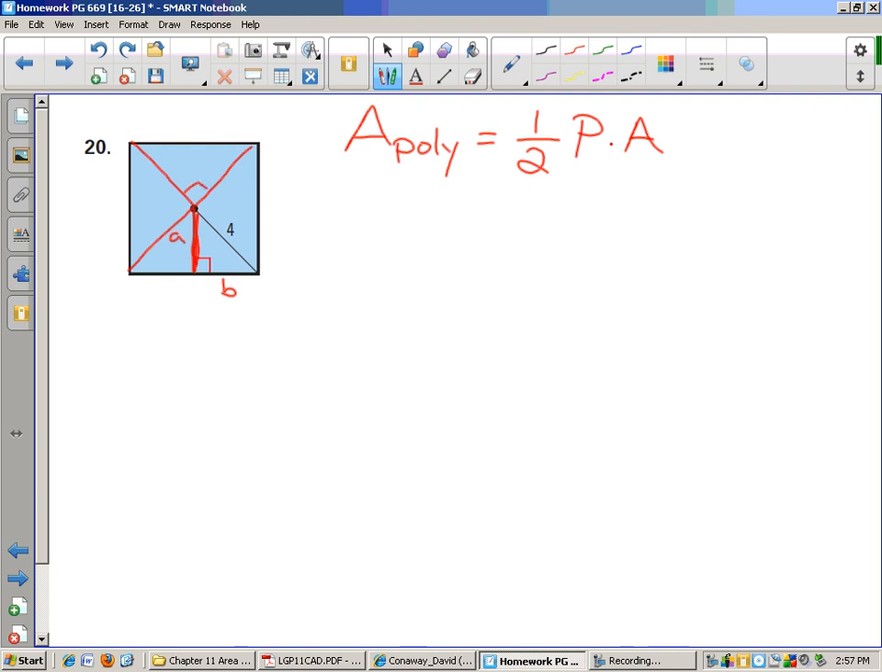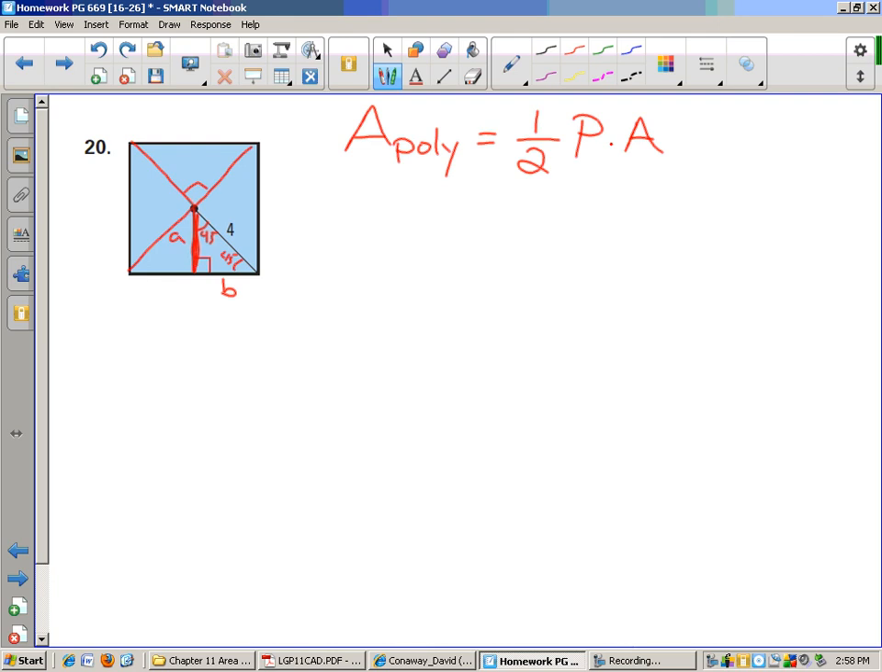So this is a 90-degree angle here, right? Because I'm going to cut it 4 times. And if that's a 90-degree angle, and this one cuts that in half, how many degrees is this? 45. Okay? And that means that this is also 45. So I could use SOHCAHTOA here. I could use trig to find out what A and B are.